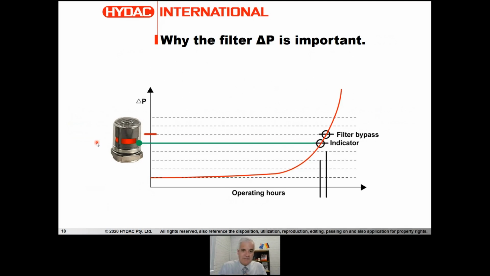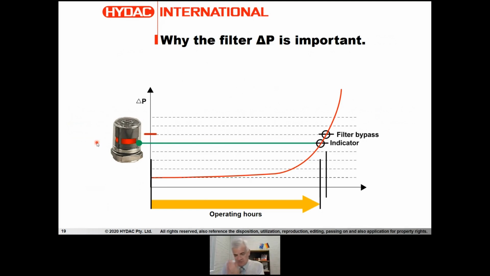Now, the reason why the delta P is so important to us is because of service life. If you have a low initial delta P, as low as possible, then you have the maximum operating hours from the time you fit the element to the time it needs replacing. So say, for example, this is showing that we have 1 bar on this graph, 1 bar out of 5 where the indicator is, 1 bar clean initial pressure drop and a 5-bar indicator and a 6-bar bypass gives us operating hours of whatever. It depends, of course, on the cleanliness of the system and the contaminants it's removing.